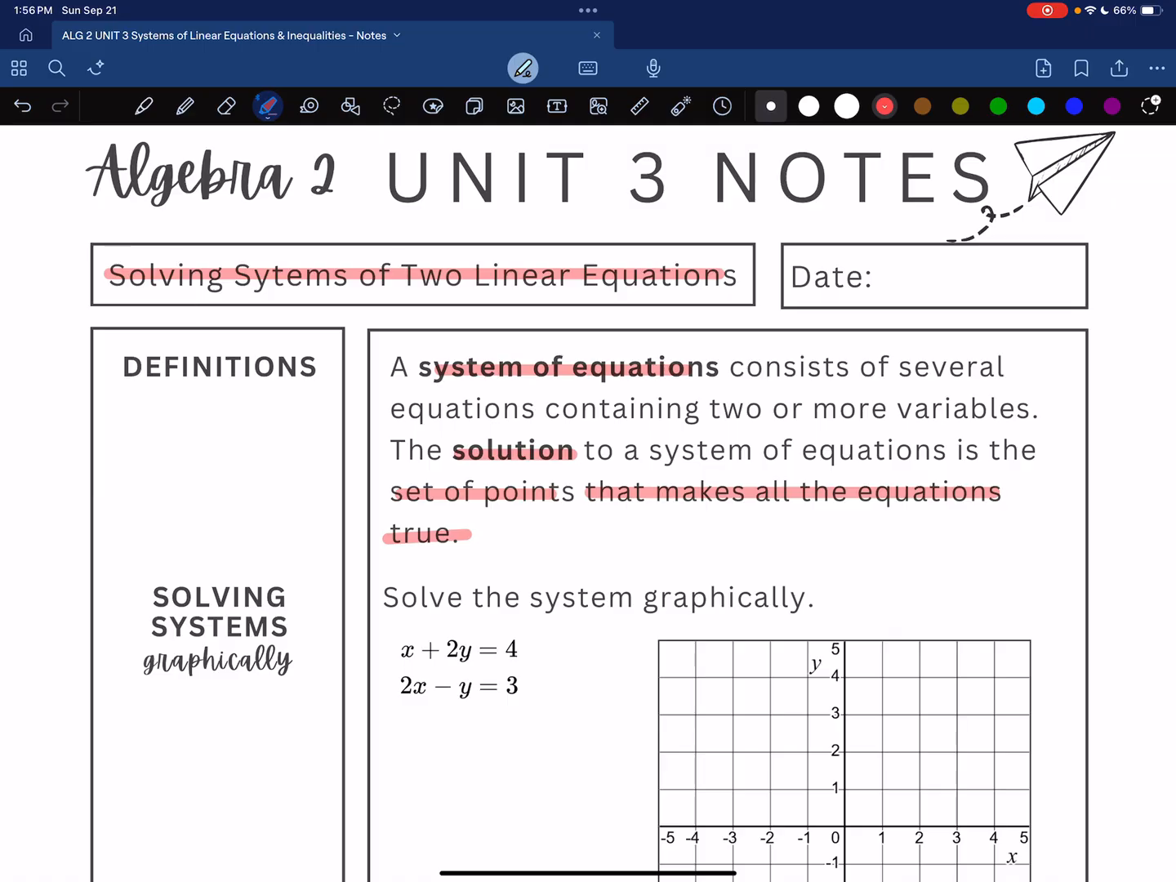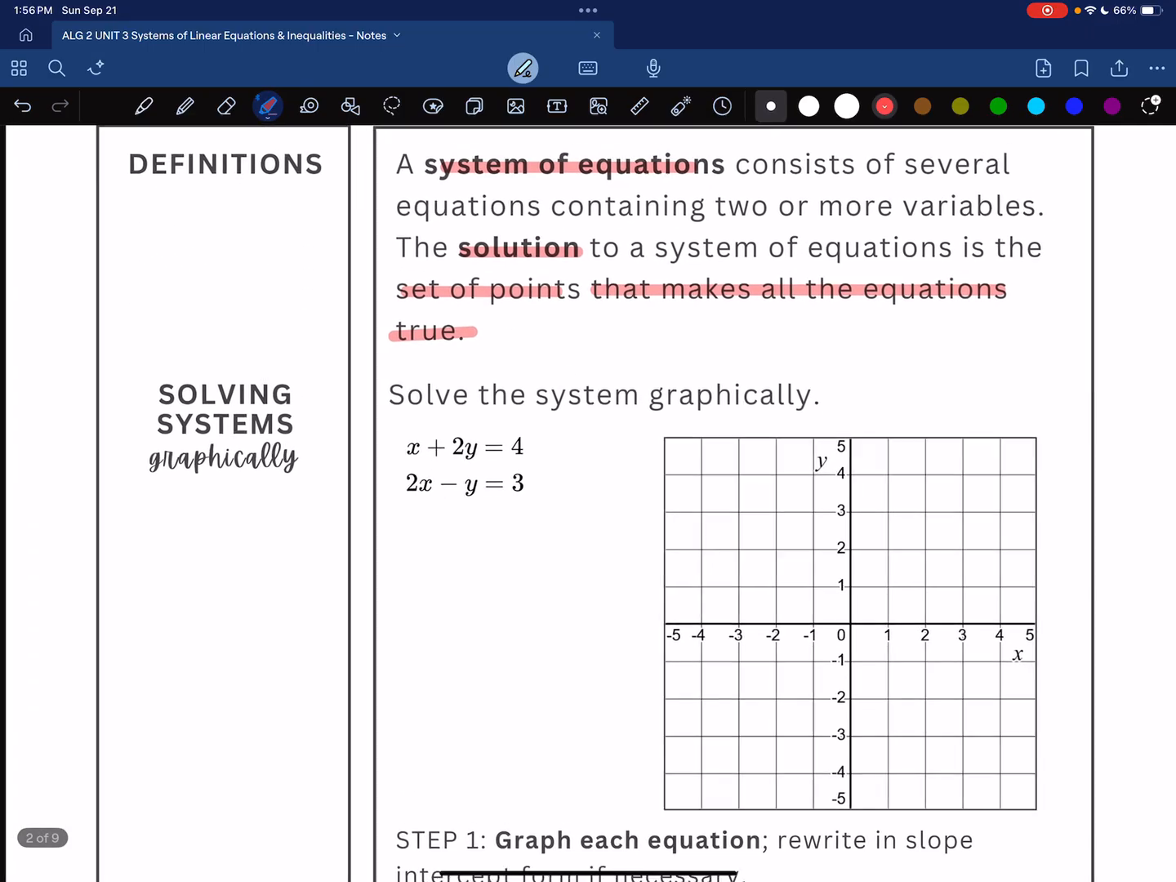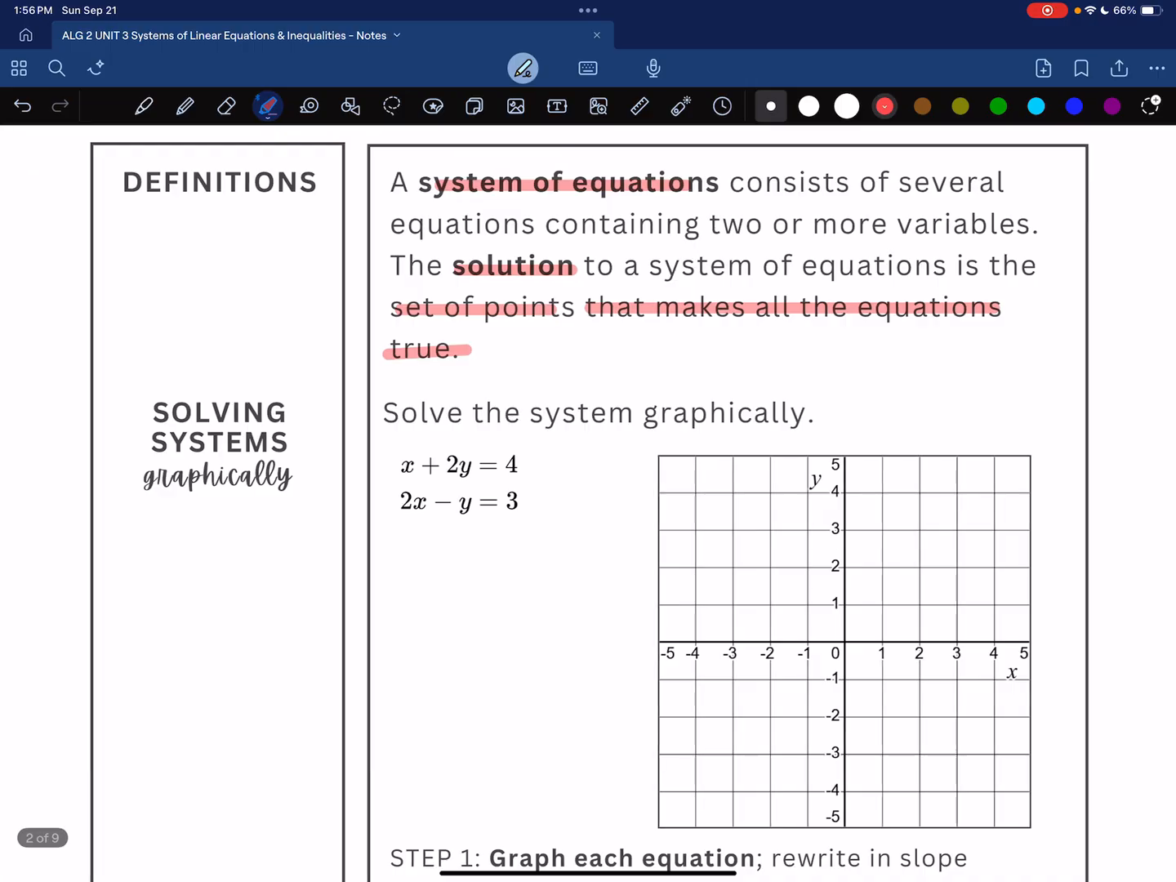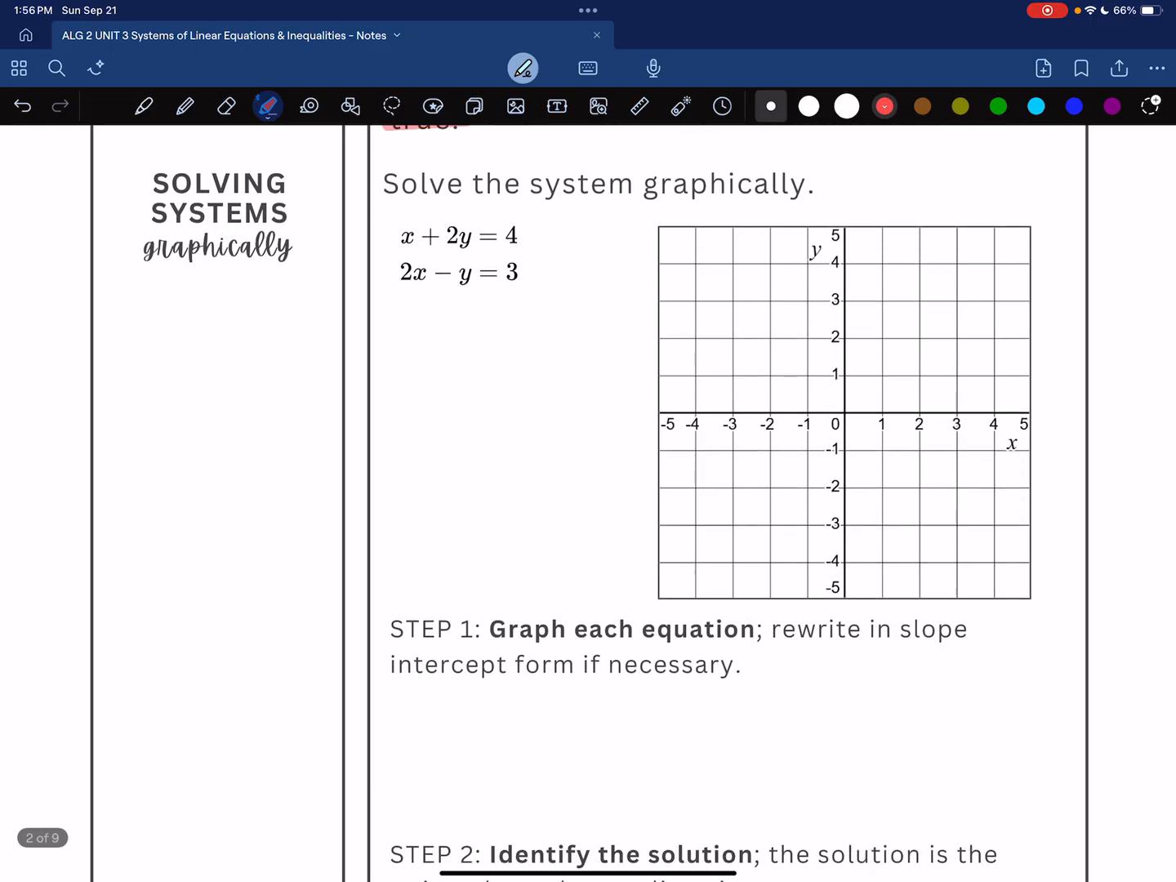So what we're trying to figure out here when we're solving our system is what set of points makes every single equation in our system true. When you substitute it in, it actually maintains that equality on the left and right side. So let's go ahead and see how that is done when graphing.